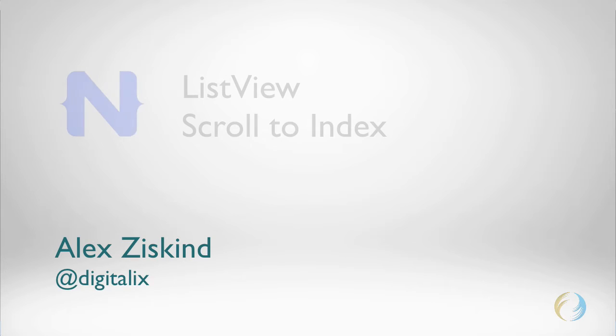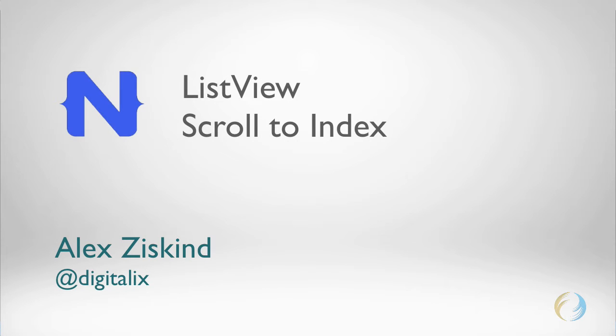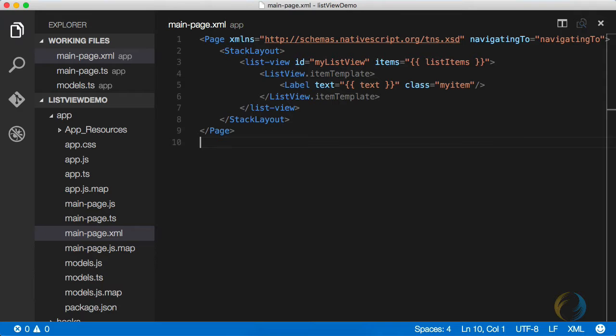Today I'm going to show you how you can scroll to a certain index in a list view in your NativeScript app, and I'll show you a trick to make that scroll animated in iOS, something you don't get out of the box. Here you can see we have a list view, and it's bound to list items. Each list item template will show just a label with the text inside of it.